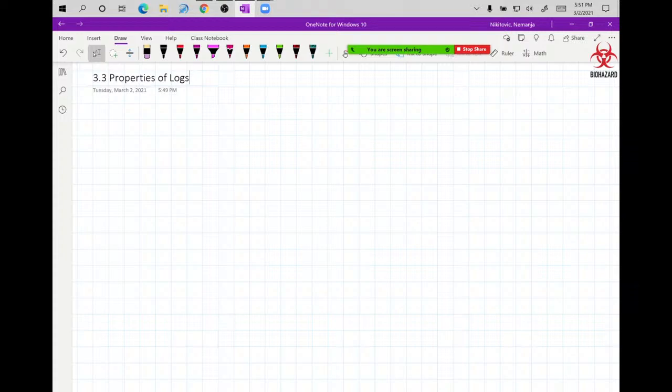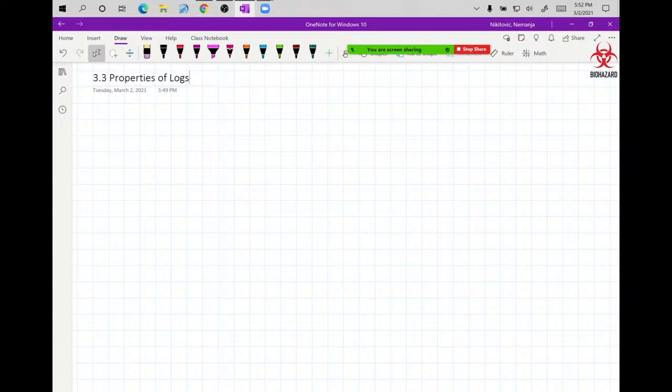And it's a very short section that introduces us to a few formulas that you will be using in your next two sections, and then also in calculus later on when you do something like logarithmic differentiation and things like that. So these properties are very, very important. And as I said, it's only three formulas here.